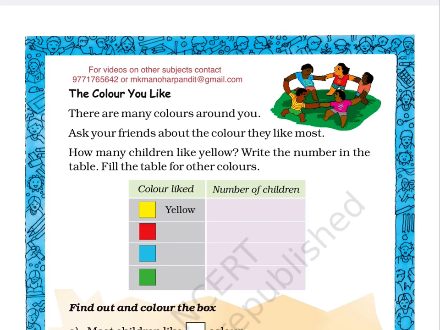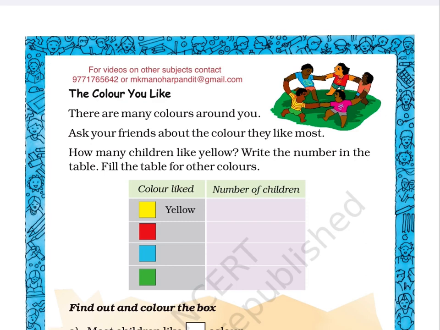How many children like yellow? Write the number in the table. Fill the table for other colors. The table has 2 columns and 4 rows. Column 1 has a picture of colors and is for color liked, and column 2 is for number of children.